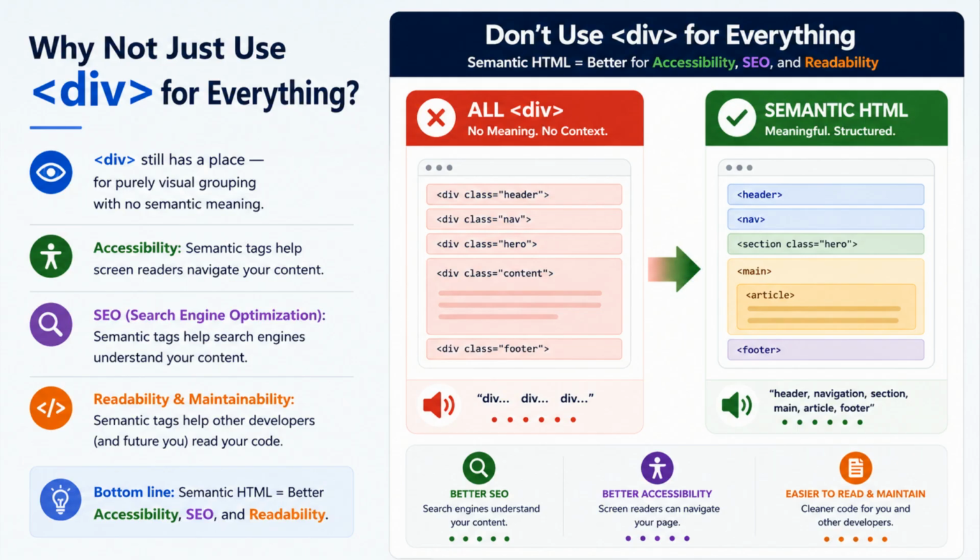Accessibility. Screen readers can jump straight to a named region instead of announcing an undifferentiated string of generic containers. SEO, which stands for Search Engine Optimization. Search engines understand and index the page better. And readability and maintenance. Another developer, or future you, can scan the structure instantly. Use the vivid example from the textbook if there's time. A screen reader moving through an all div page.